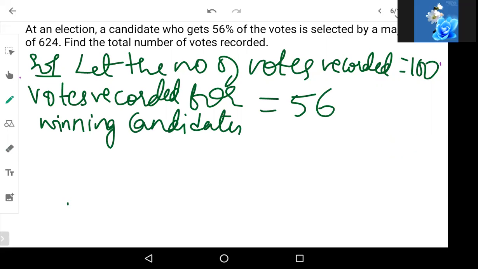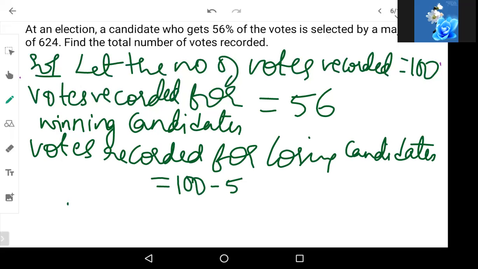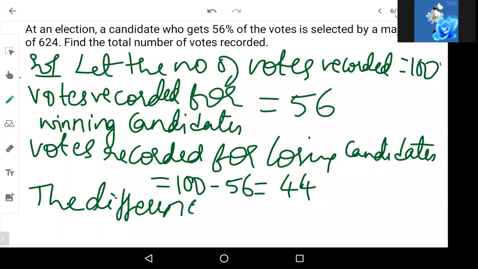Now, how about losing candidates? The votes recorded for losing candidates will be 100 minus 56, which is 44. So to win, they want 56 votes, but there will also be losing candidates. Losing candidates have got 44 votes out of 100, winning candidates have got 56 votes out of 100. But if you see here, there is a difference between this 56 and 44. Correct? Now, the difference, these are the people who are stuck in between. So the difference between 56 and 44 is 12.